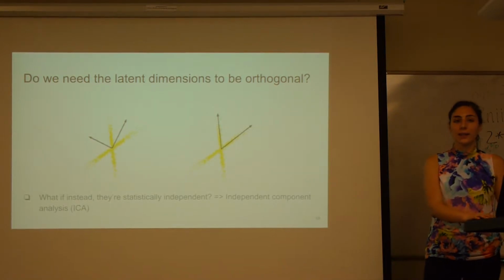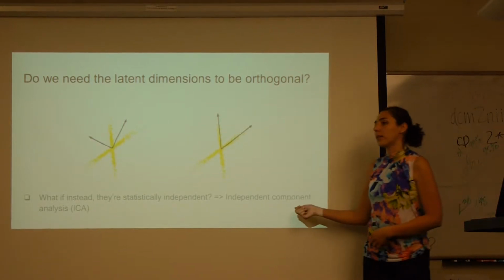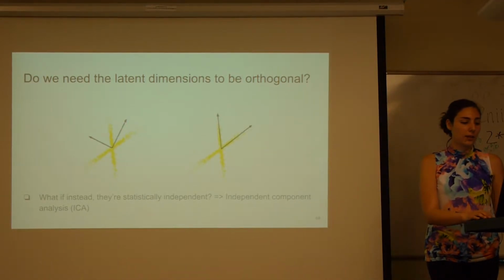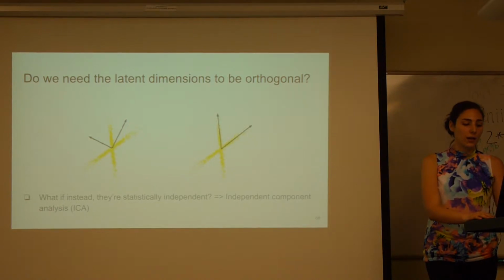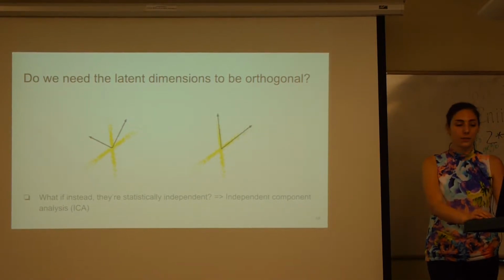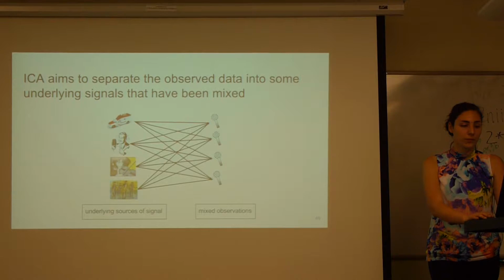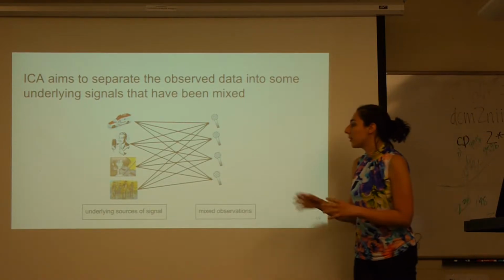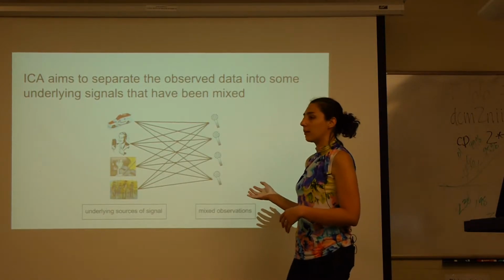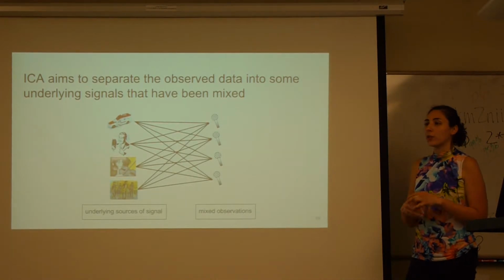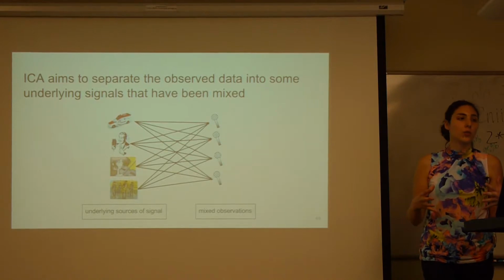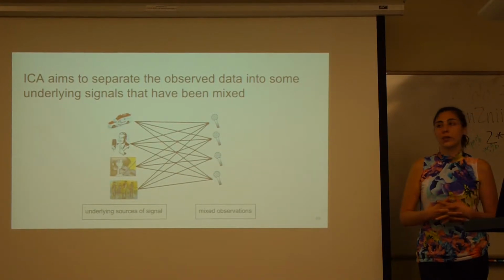It turns out that we can, and this is what independent component analysis does. Instead of assuming that components are orthogonal or requesting that they are, it requests they're statistically independent. So what ICA intuitively does is it looks for a way to separate our observed data into these underlying signals that have been mixed.